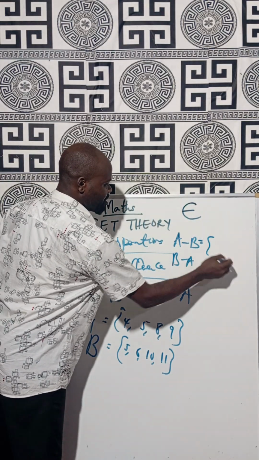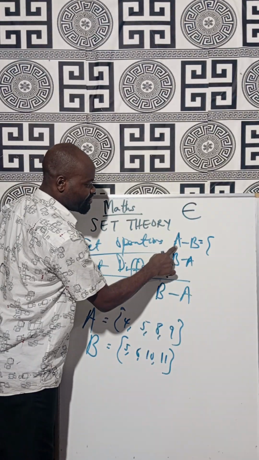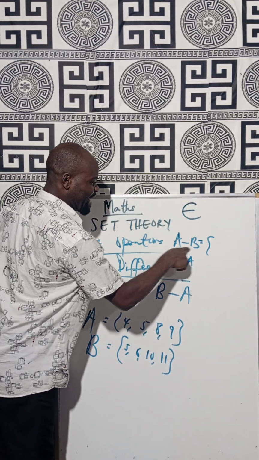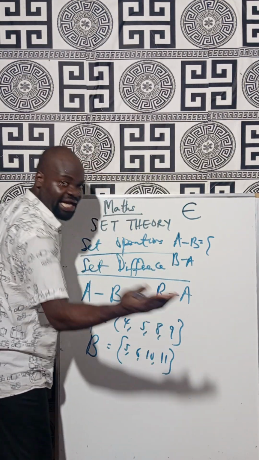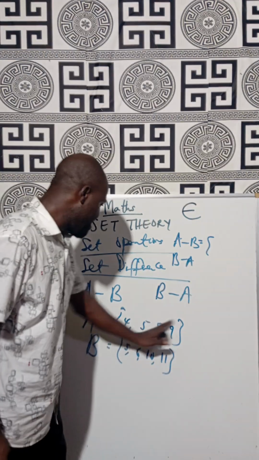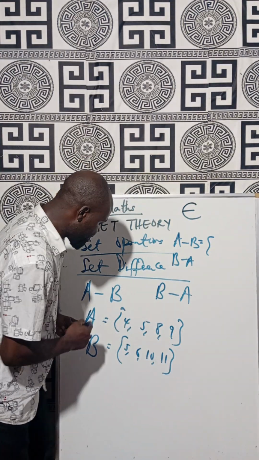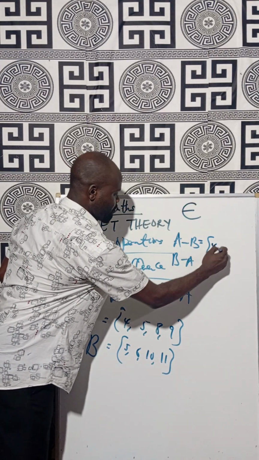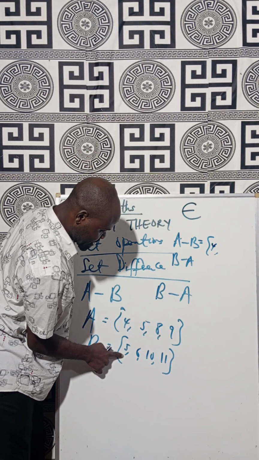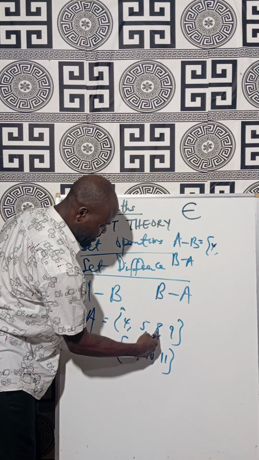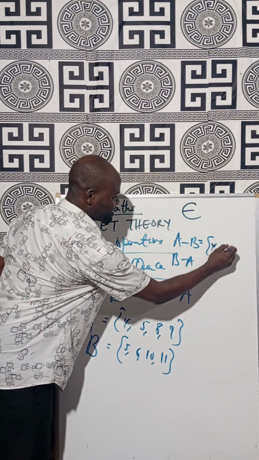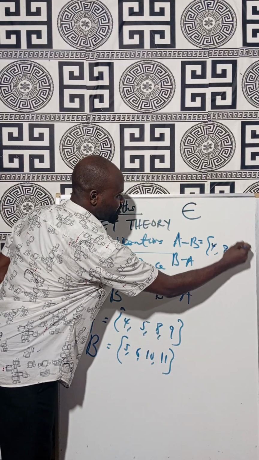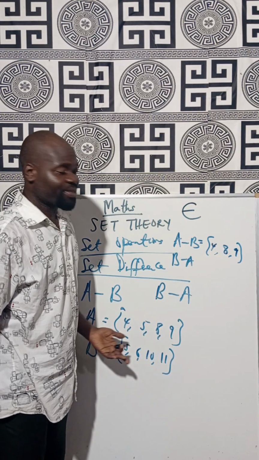What's A minus B? Just check. A minus B means what you can see in A but cannot see in B. Check it yourself. What can you see in A but cannot see in B? Let's check. 4 is in A, but 4 is not here. So 4 is there. 5 is there in B. 8 is in A, but 8 is not here. So 8. What again? 9 is in A, but 9 is not here. 4, 8, 9. So this is my set A minus B.